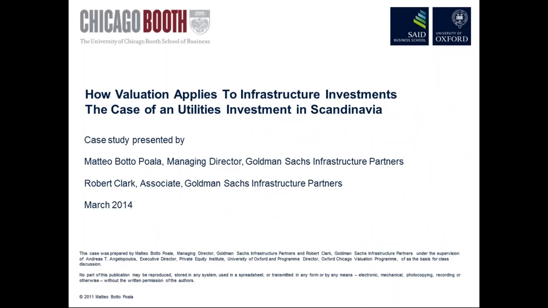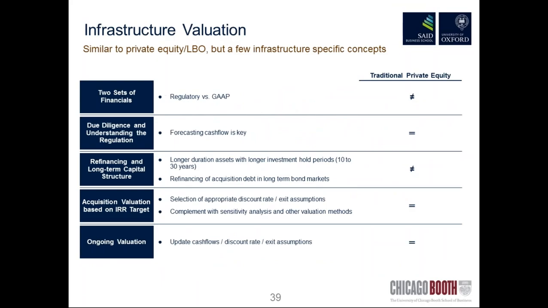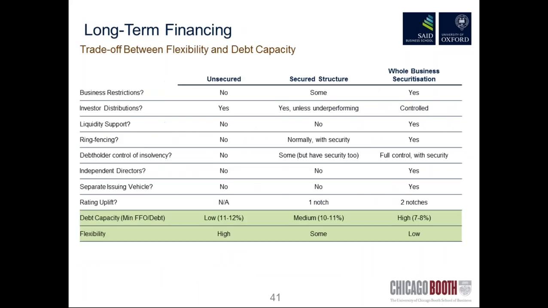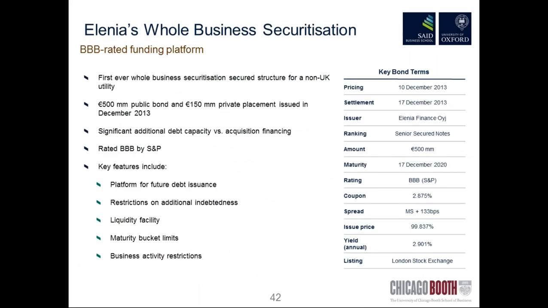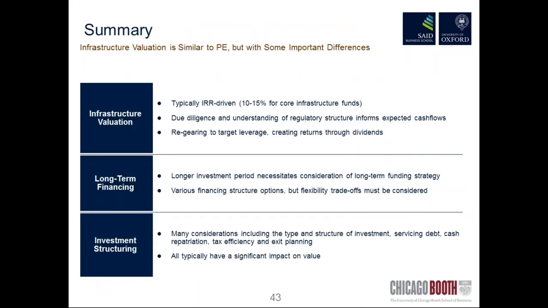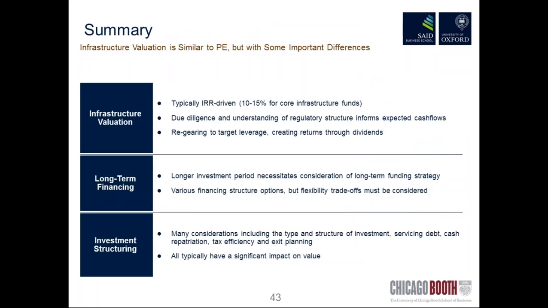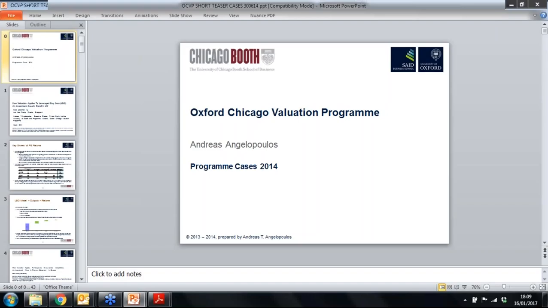And then on the infrastructure side, we have Goldman Sachs Merchant Banking coming to discuss the difference between LBOs and infrastructure concepts, the key considerations in structuring this type of investment, and the type of financing. They discuss a case, Elenia, a company in Finland, and how they finance this company, doing the infrastructure investments, the returns, etc.